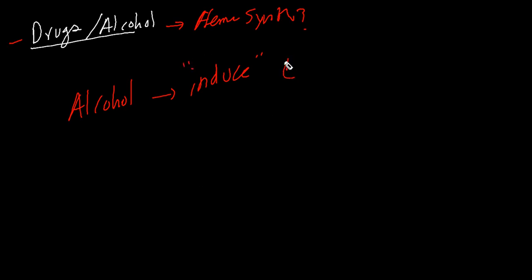Okay, I can do better than that. That's not a C. Cytochrome P450 system. Your cytochrome P450 system. That's going to help metabolize the alcohol. And if you're a chronic alcoholic, you're going to have a whole bunch of cytochrome P450 in your liver.